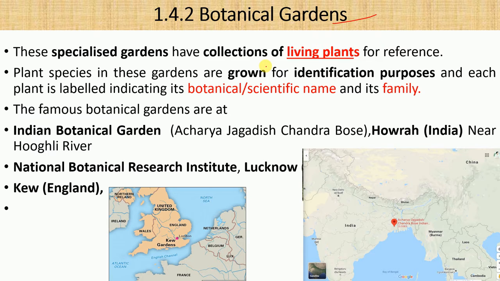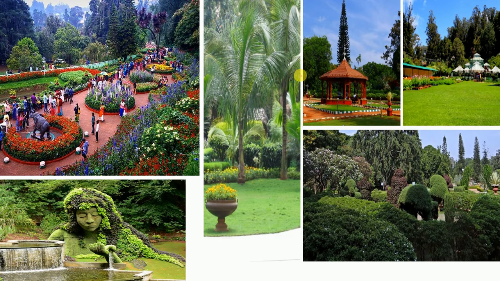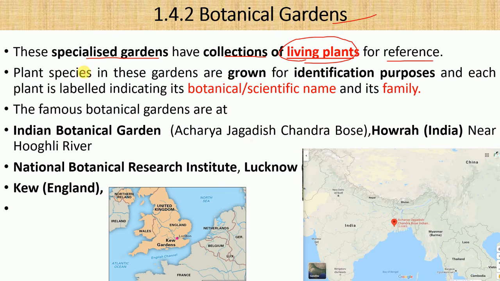It is the botanical garden. So what is a botanical garden? This specialized garden has a collection of living plants for reference. So remember one thing, a botanical garden carries living plants. Nowadays people use botanical gardens for picnic purposes also, but you may use this botanical garden for study purposes, right? So in a botanical garden, plant species are grown for identification and classification purposes also. And each plant is labeled indicating its botanical scientific name and its family.